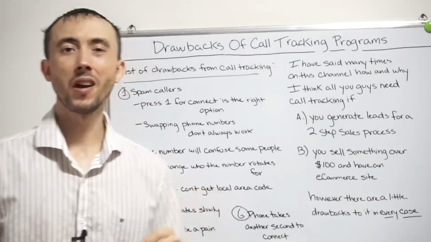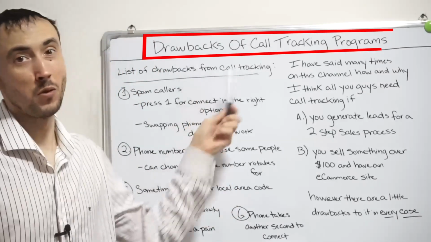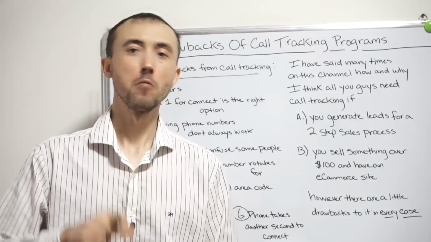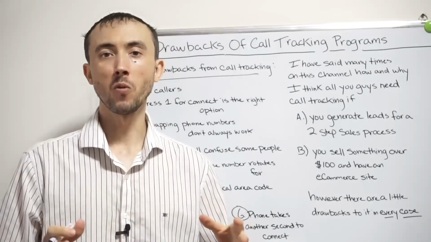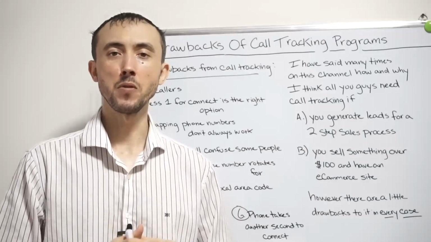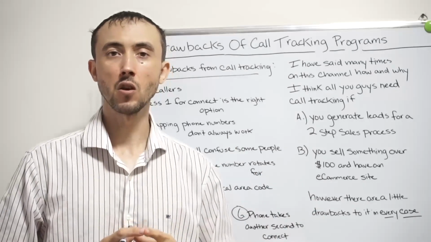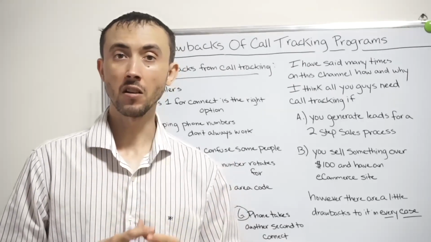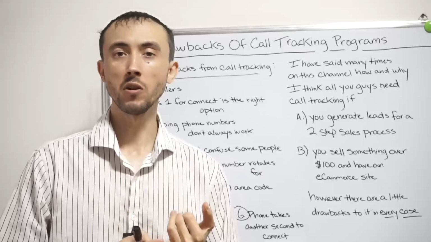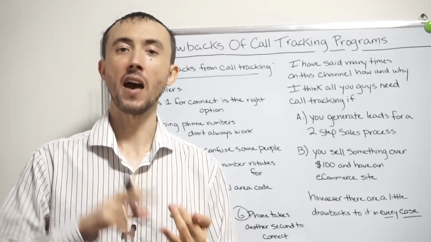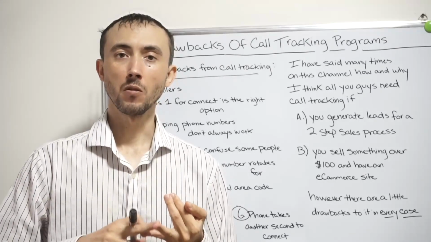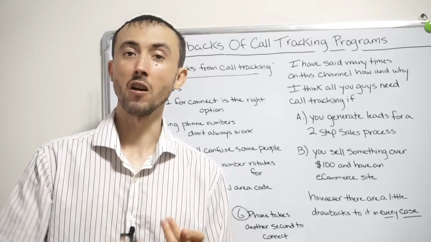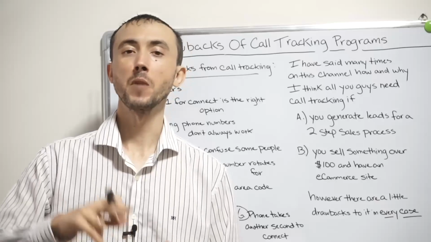Okay, in this video we're going to talk about the drawbacks of using call tracking programs like CallRail, CallTrackingMetrics, Mongoose Metrics, and so forth. These are the programs that help you when you're running PPC campaigns or driving traffic to a website to see that your campaigns are working, and not only that, what keywords or what ads are driving your sales, specifically coming through phone calls, or generating the phone calls in the first place.